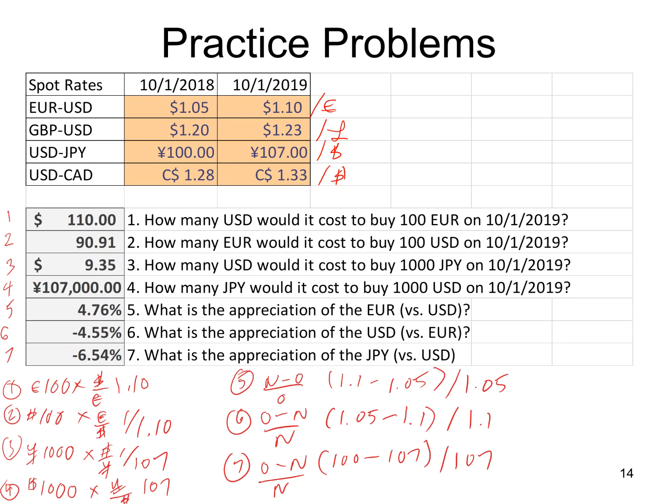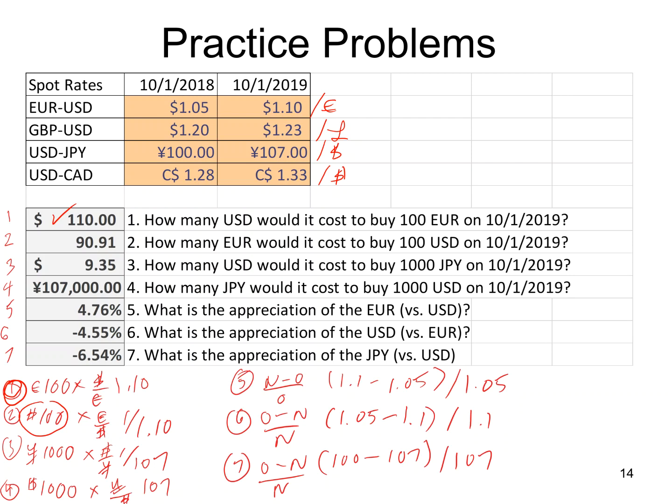So how many dollars would it cost to buy 100 euros? Problem number 1. Well, I'd write down 100 euros. I need a dollar per euro exchange rate. That's given at 1.10, so the answer will be 110. And you can check out the spreadsheet. Problem number 2, how many euros would it cost to buy $100? Well, I'll write in $100. I need a euro over dollar exchange rate. I'm not given that, so I'm going to multiply times 1 over 1.10. So $100 is worth 90.91 euros.